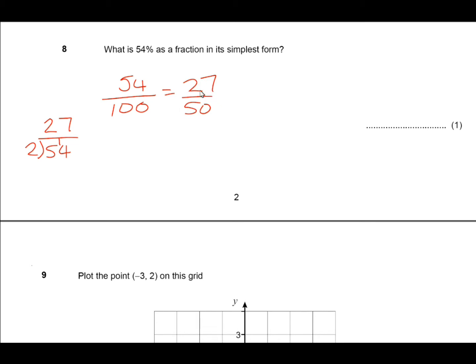Should be able to recognize that 27 is divisible by 3, but 3 doesn't go into 50. It's also divisible by 9, and 9 doesn't go into 50 either. So our simplest form is 27 over 50.